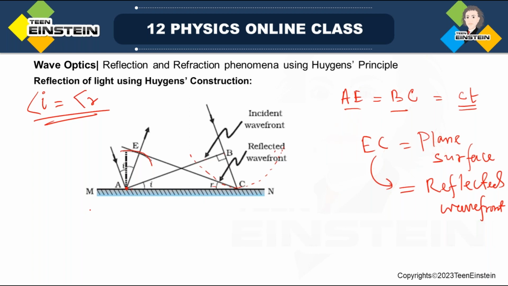To show that, let us take these two triangles. What are those?